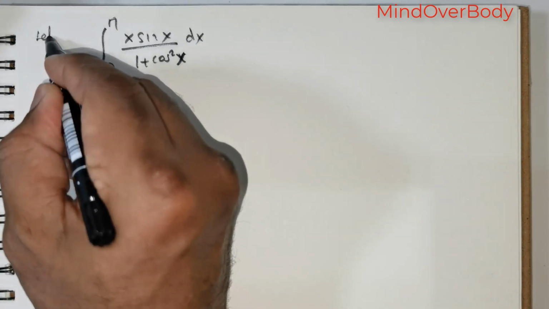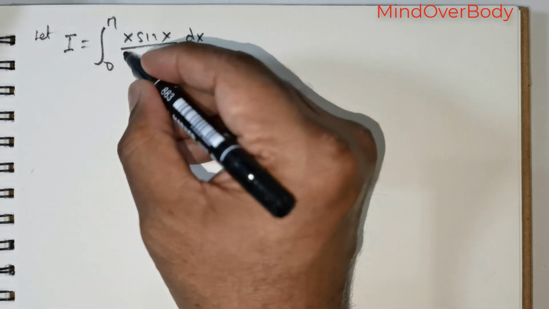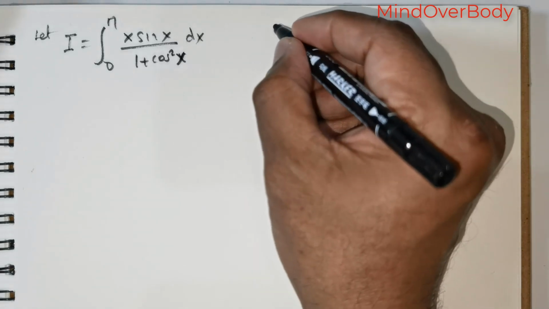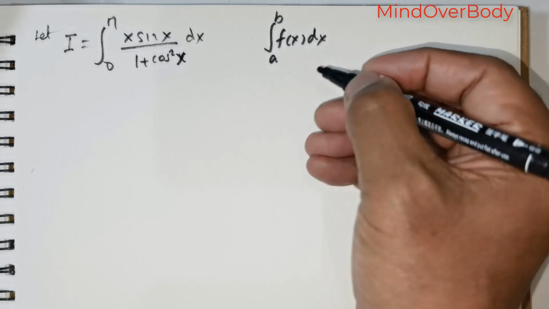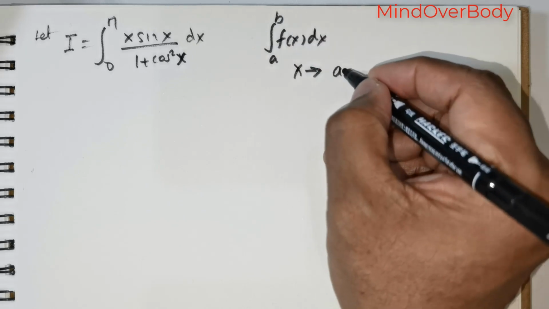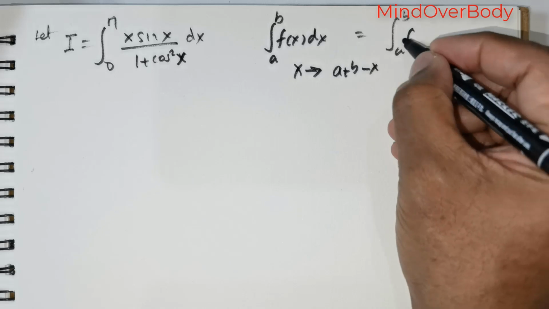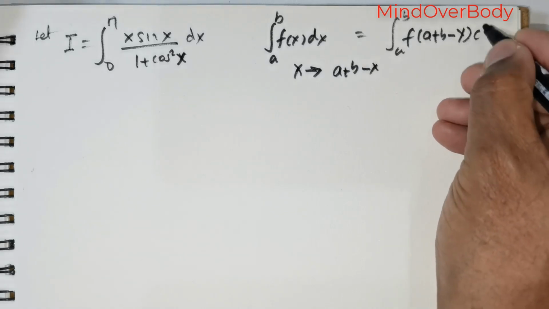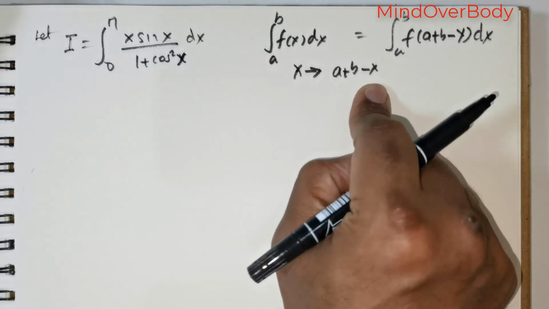Foremost, let I be equal to integral 0 to pi x times sin x over 1 positive cos squared x. Now let me state the King's property. Suppose you have integral a to b f of x dx, then x will be replaced with a positive b negative x. So this is equal to integral a to b f of a positive b negative x dx. Wherever you find x, you will have to replace it with a positive b negative x.